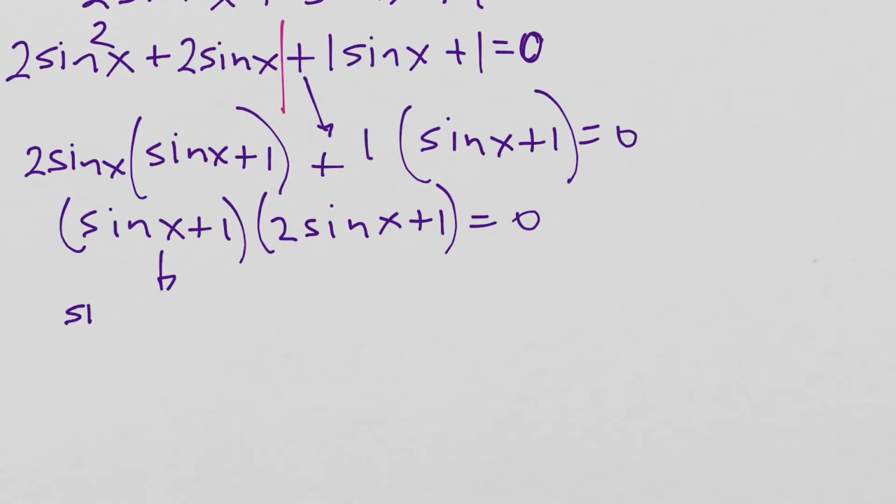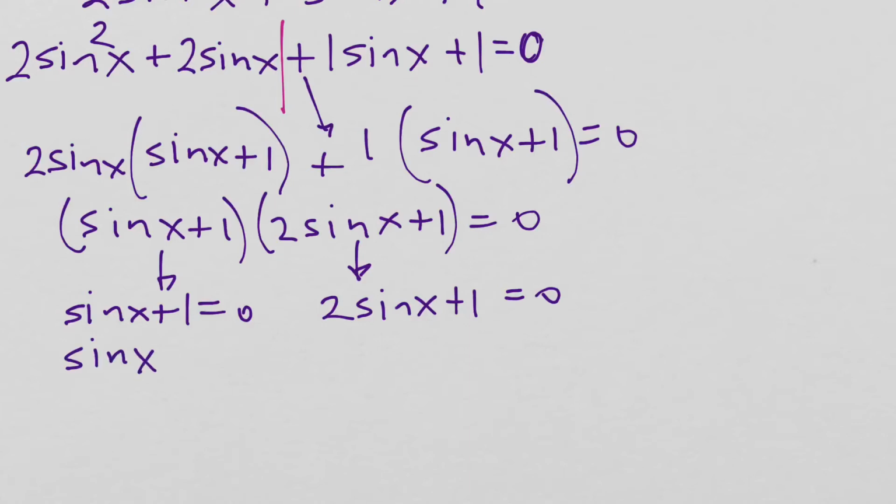So sine of x plus 1 is equal to 0, and 2 sine of x plus 1 is equal to 0. Remember, if you know factors, you know solutions. So sine of x is equal to negative 1, or 2 sine of x is equal to negative 1, so sine of x is equal to negative 1/2.